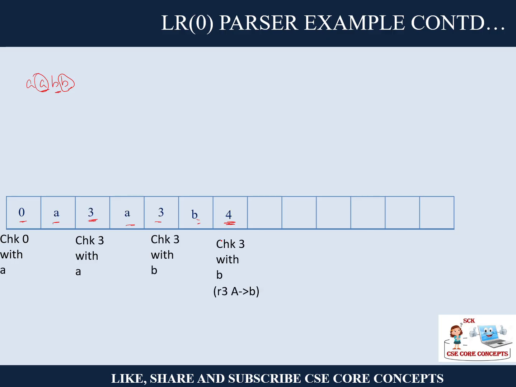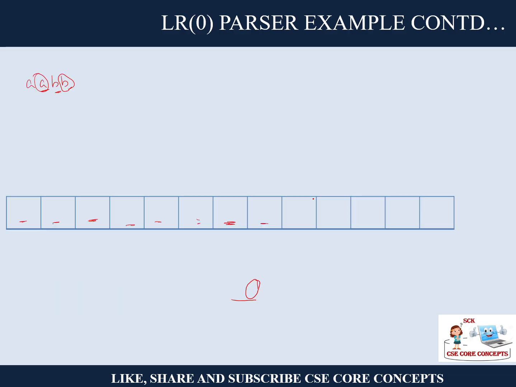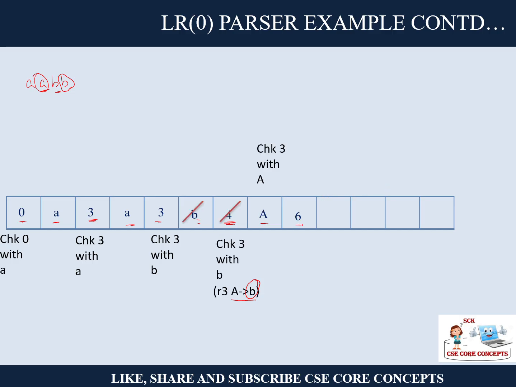So what is that rule? Rule is A to B. Now how many elements are there on the right hand side? 1 element. So how many will we have to pop? 2 positions. So the first 2 positions we are popping. Now you will replace it with the name of the rule, that is your A. Now you check your A3. Okay. So check your closure 3 with the capital A. So what is closure I3 with capital A? It is 6. Right. So you will write down here A and 6, right?